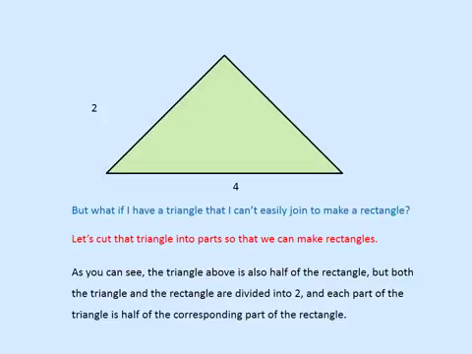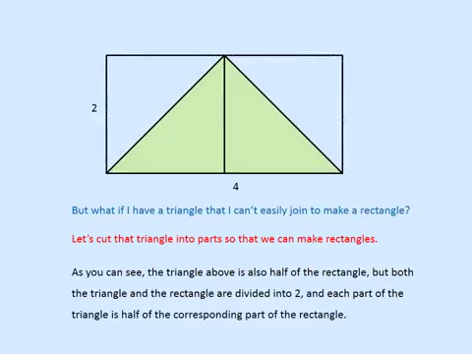In this case, I can draw a line from the vertex to the base with a right angle at the base, and I can then draw 2 more triangles to make a rectangle, which you can see is twice the area of the triangle, and the triangle is half the area of the rectangle.